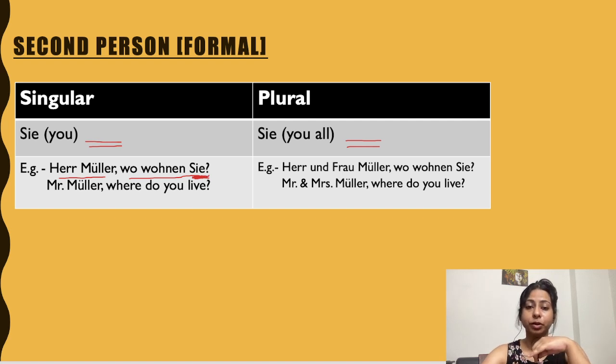So Mr. Müller, where do you live? Now if we see an example in plural: Herr und Frau Müller, wo wohnen Sie? Mr. and Mrs. Müller, where do you live? So here it's more than one person, and we are using Herr and Frau, which means Mr. and Mrs., because it's a formal situation.